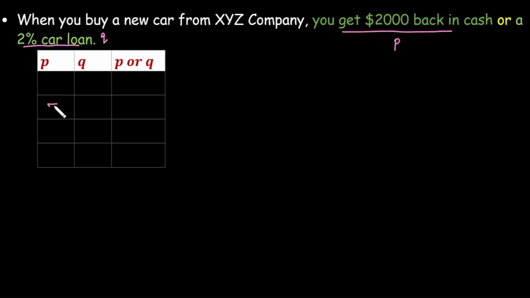Suppose we are getting a cashback but not a car loan. As per the statement, this is true. Now, if you are not getting a cashback but you get a 2% car loan, still it is true. And suppose you are not getting a cashback as well as a car loan. In this case, clearly this sentence is false because either we get cashback or car loan.